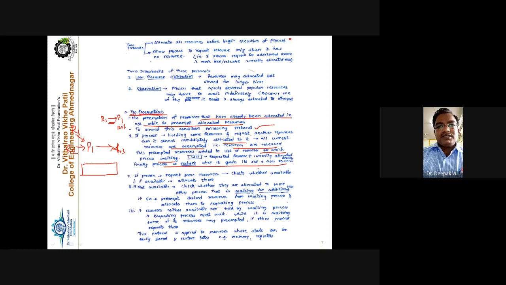So the first condition says that if the process is holding some resources like R1 and R2 and it is demanding resource R3, then you are not going to allocate R3 immediately. Instead, you release the resources R1 and R2, and you make a list, say for process P1: it requires R1, R2, and R3. The operating system prepares a list of all the resources required by that particular process for its complete execution.